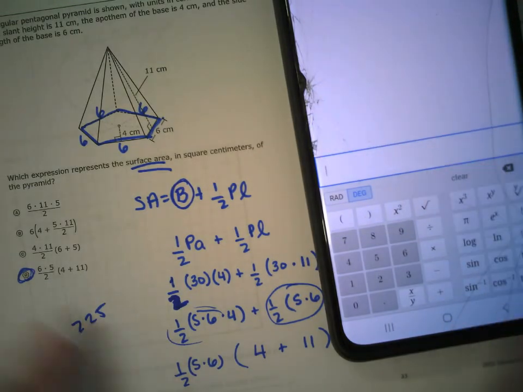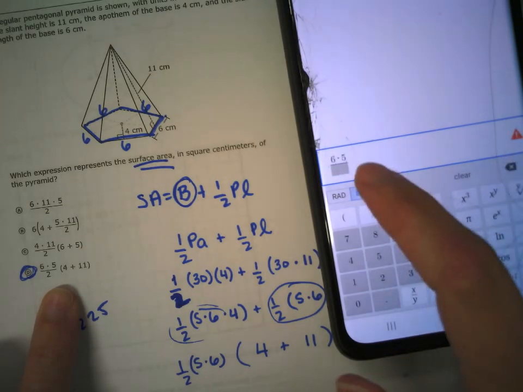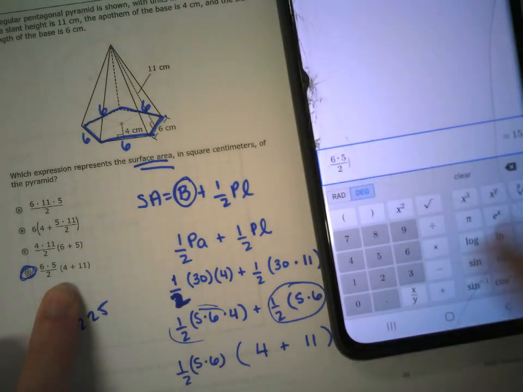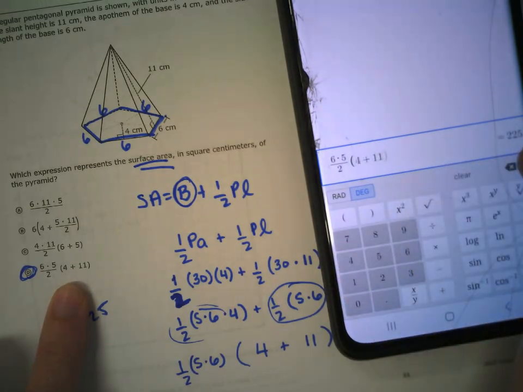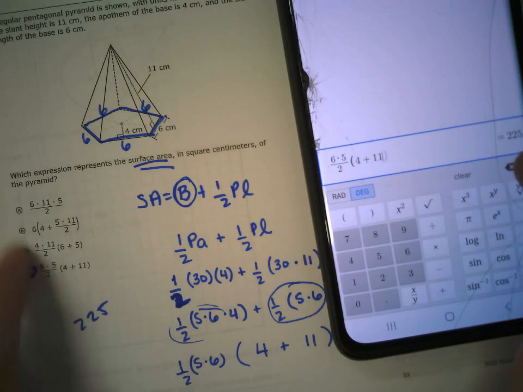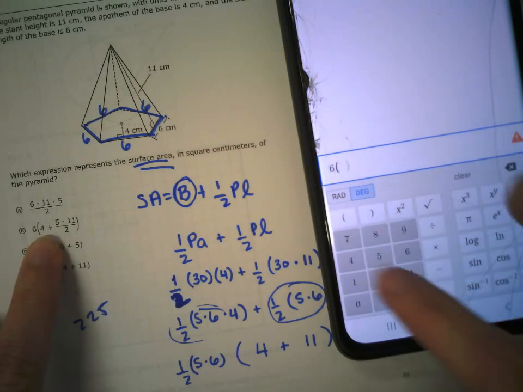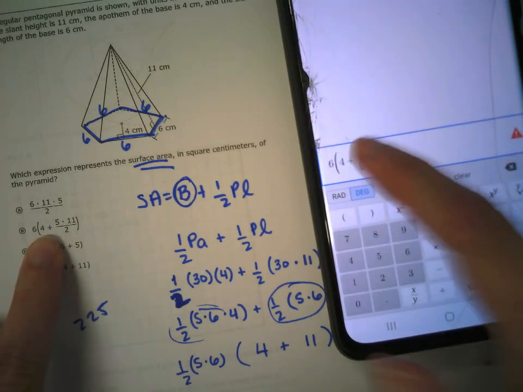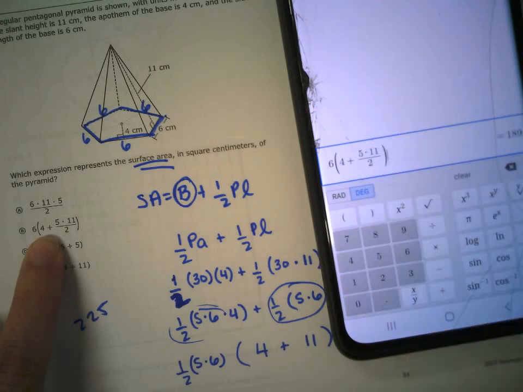Okay, so if I go through these choices and I want to look at this one, because this is the one I know is the right answer, I'm going to go 6 times 5 on the bottom, 2 here, and I'm going to go 4 plus 11. And I see I get 225, right? If I had tried any of these other answers, so let's just randomly pick one. Let's pick B. Okay, I got 6, I got parentheses, I got 4 plus fraction, 5 times 11 over 2, close parentheses, I get 189, right?